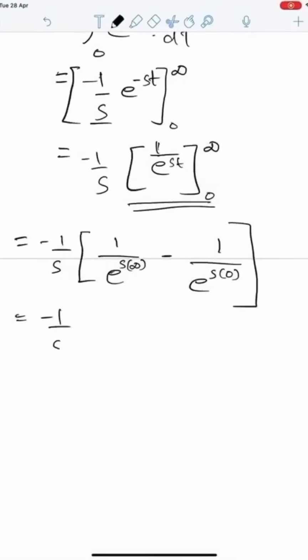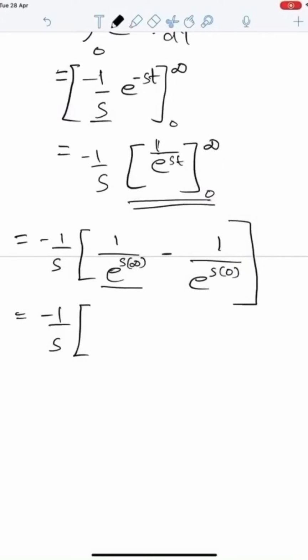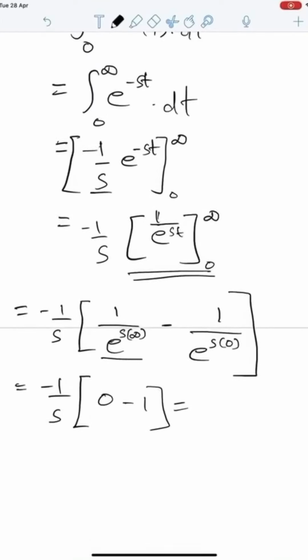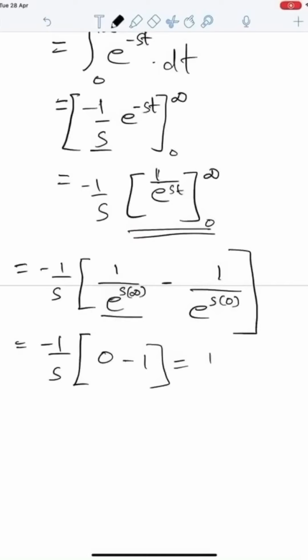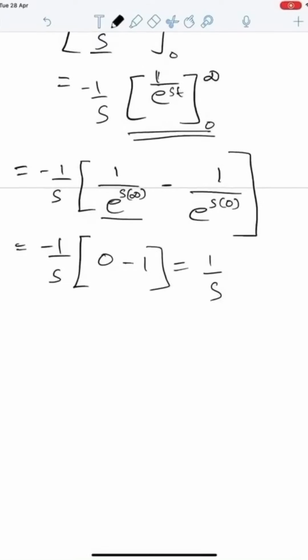Now this would be negative 1 over s. Now e to the power s times infinity would be just infinity, then 1 over infinity would be 0, which means 0 minus, e to the power s times 0 is e to the power 0. E to the power 0 is 1. So negative 1 over s times negative 1 is 1 over s, which means the Laplace transform of 1 would be equal to 1 over s. So now we know the Laplace transform of 1 equals 1 over s.